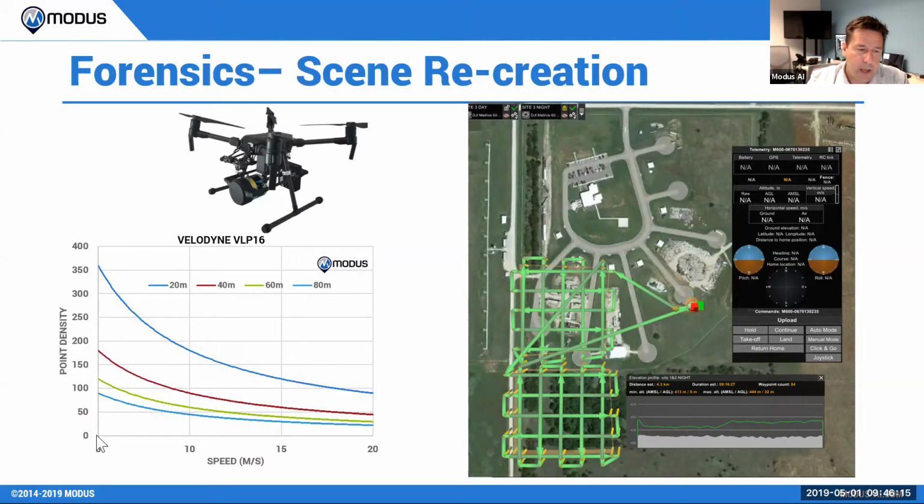We flew at, I think, 4.5 meters per second, which got us 420 points per square meter, which isn't on this chart, at 18 meters. So really tight, and then you can see, very similar to photogrammetry, we overlapped. Now there are some things that you want to be careful of with overlapping, but I cover that in a different course because you had to do some post-processing help.